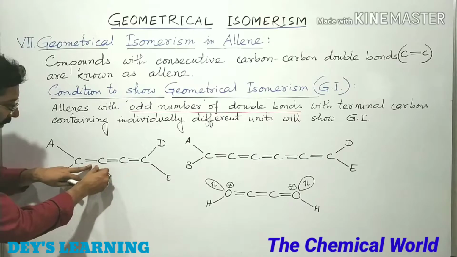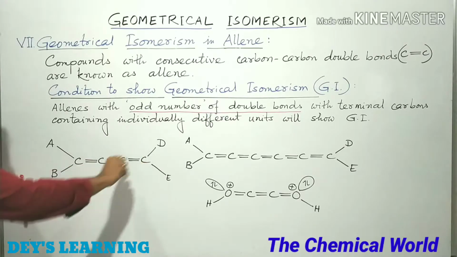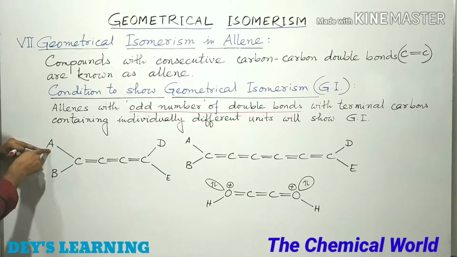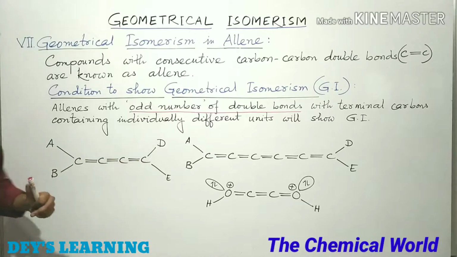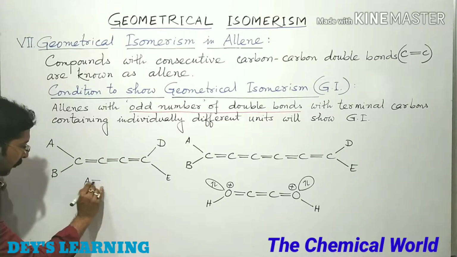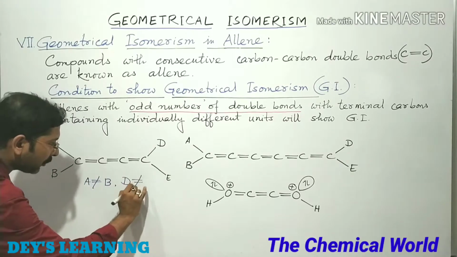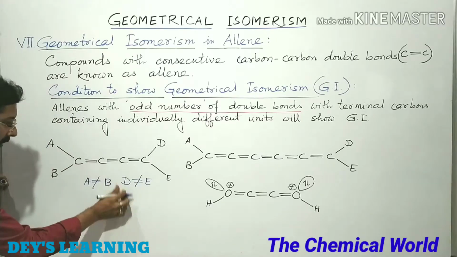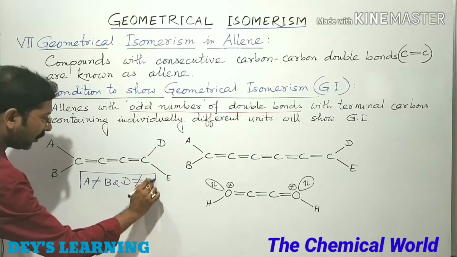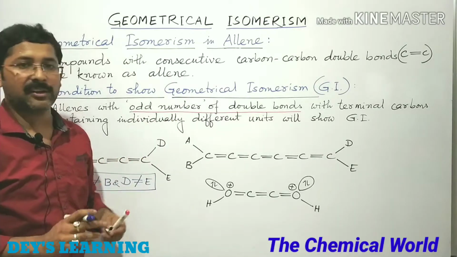Look at here. This is carbon-carbon double bond, 1, 2, 3. This is an odd number of consecutive carbon-carbon double bonds with individually different units. Here is A, here it is B, here D and E. Of course, this A will not be equal to B, and this D will not be equal to E. So this is the condition for allenes to show geometrical isomerism.